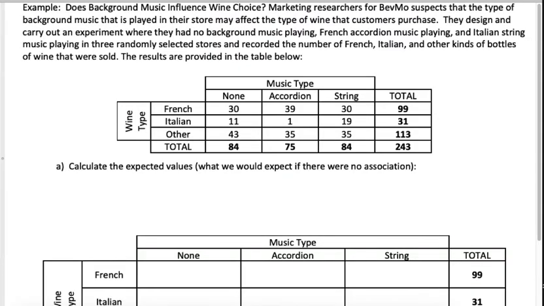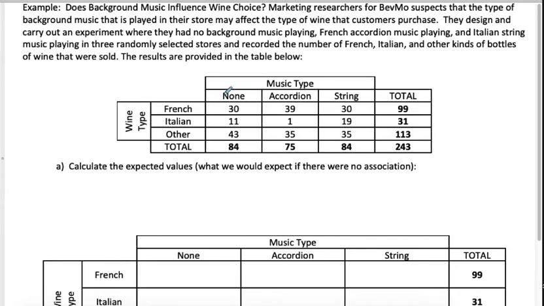All right, so here's an example kind of starting us off. It says, does the background music influence wine choice? So marketing researchers for BevMo suspects that the type of background music that is played in their store might affect the type of wine that customers purchase. They designed and carried out an experiment where they had no background music playing, a French accordion music playing, and an Italian string music playing in 3 randomly selected stores, and recorded the number of French, Italian, and other kind of bottles of wines that were sold. The results are provided in the table below.